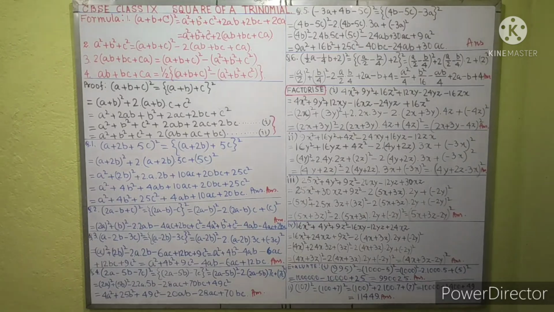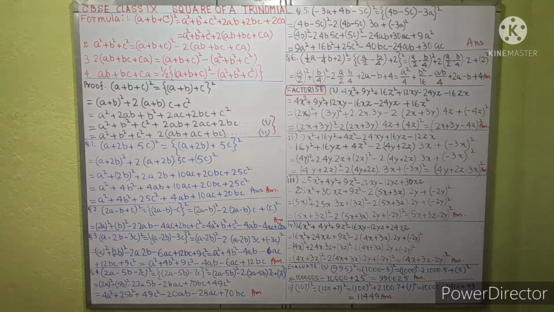Question number 6. This is also the same and nothing hard in it. Yet see, (half a minus 1/4 b plus 2) whole square. Again we have arranged half a and 1/4 b as a and 2 as b, and we have applied the (a plus b) whole square formula. So the result is a square by 4 plus b square by 16 minus 4ab by 4 plus 2a minus b plus 4. This is the answer.